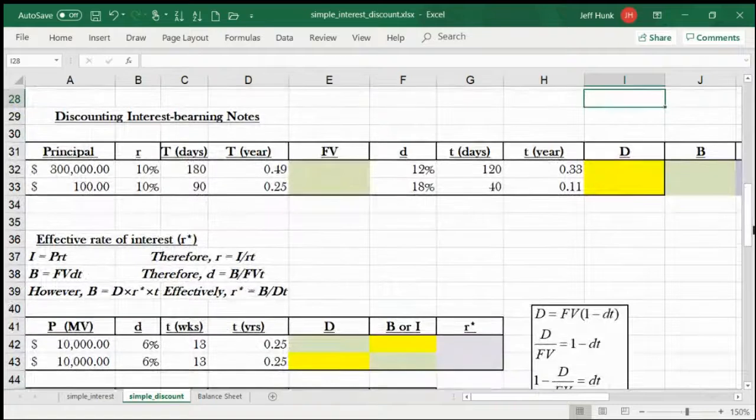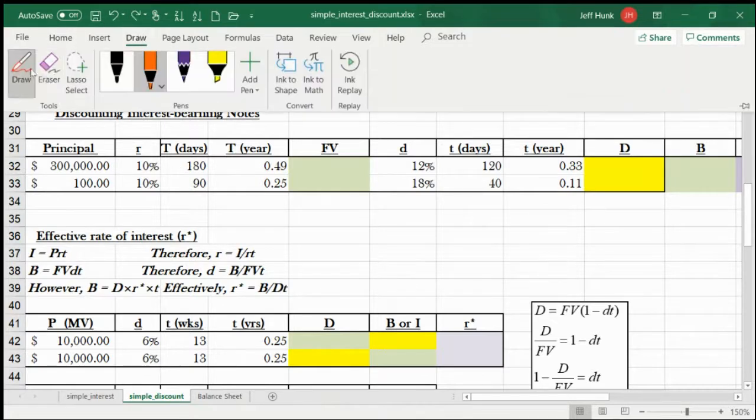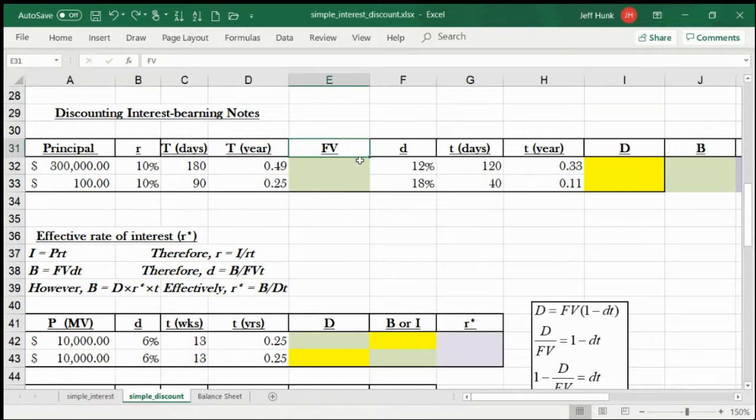So now, as an example of discounting, in this example we are dealing with interest-paying notes. Now we have, oops, I'm sorry, this should be called maturity value, not future value, right? That's fine. Future value, maturity value, that's the same thing. But let's think about it. Principal, $300,000, at an interest rate of 10% with 180 days to maturity.